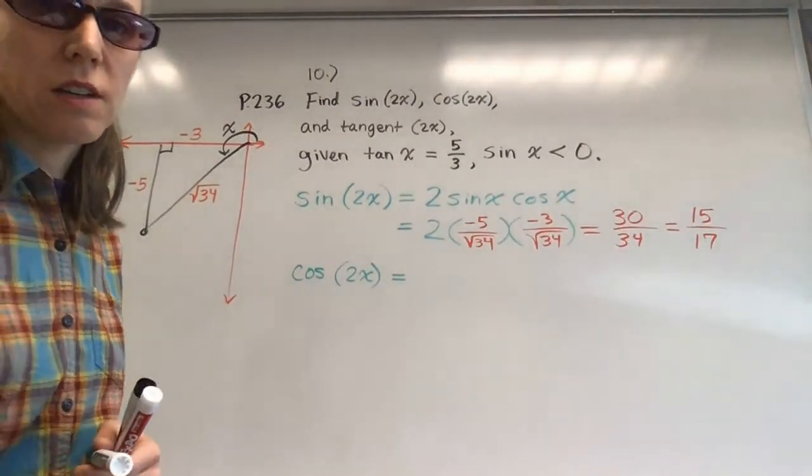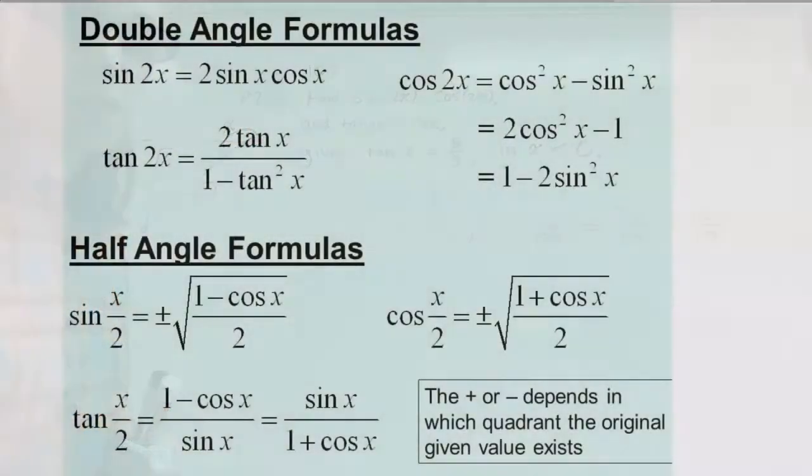Okay, now the cosine of 2x actually has multiple formulas. So we can choose any one of these formulas. It doesn't matter. I think I'll go ahead and just pick the middle one arbitrarily, 2 cosine squared x minus 1.